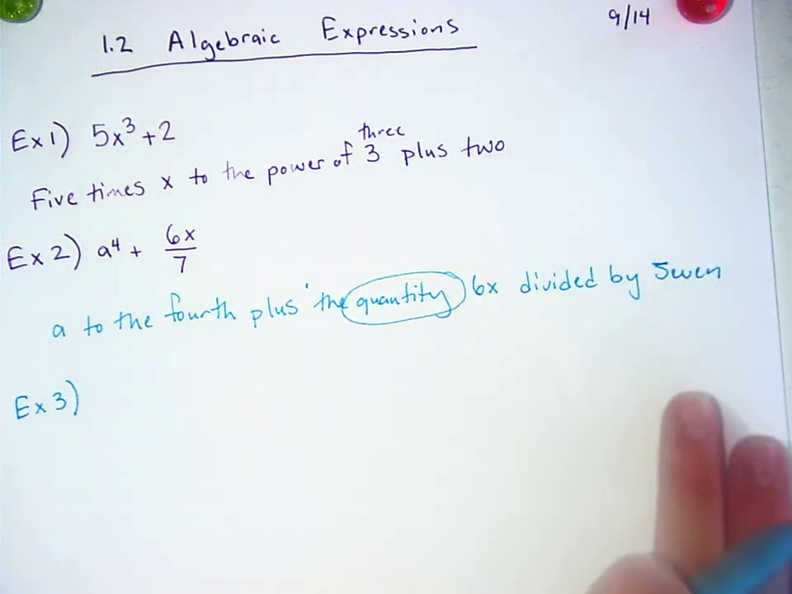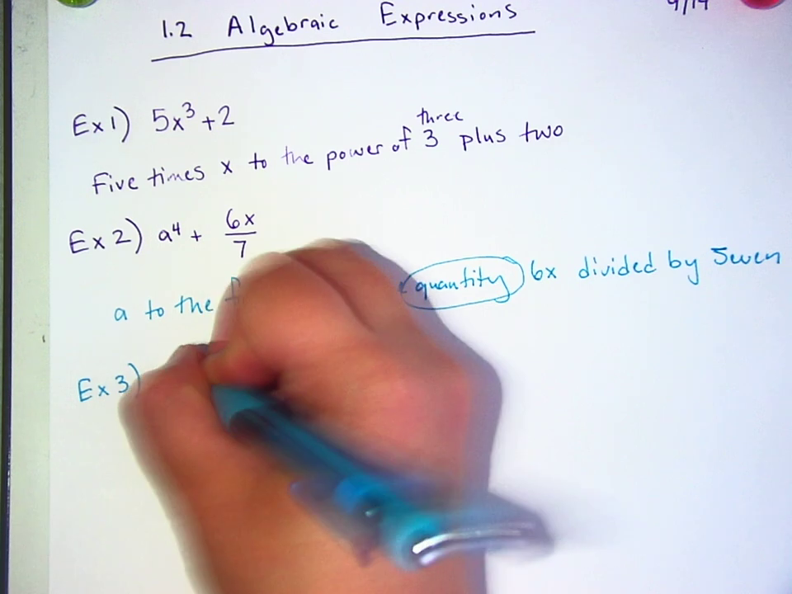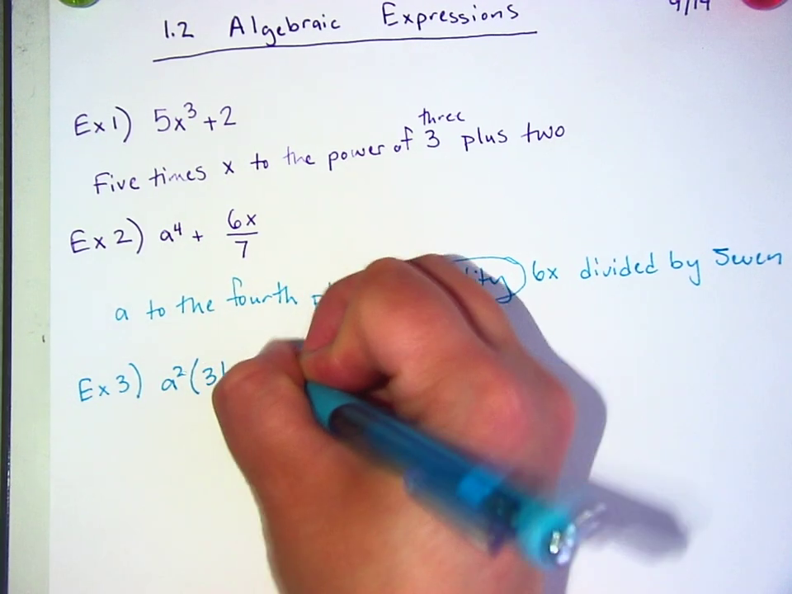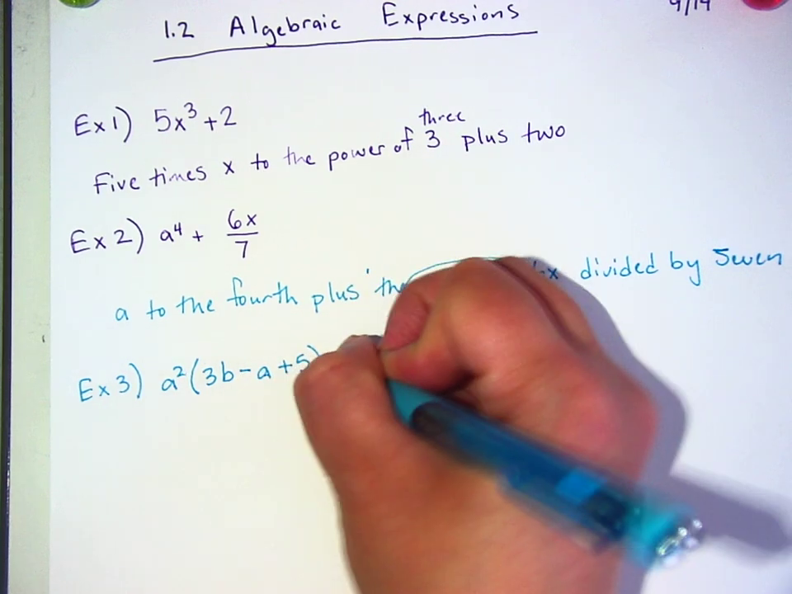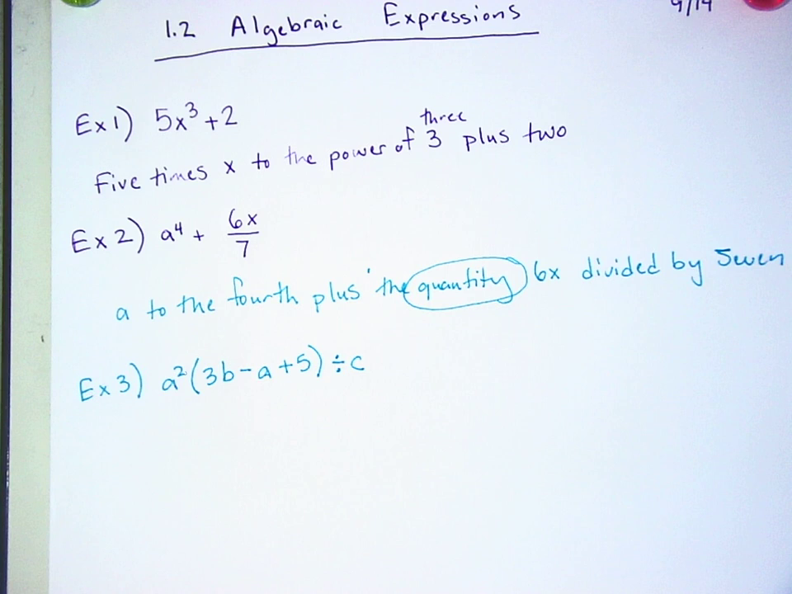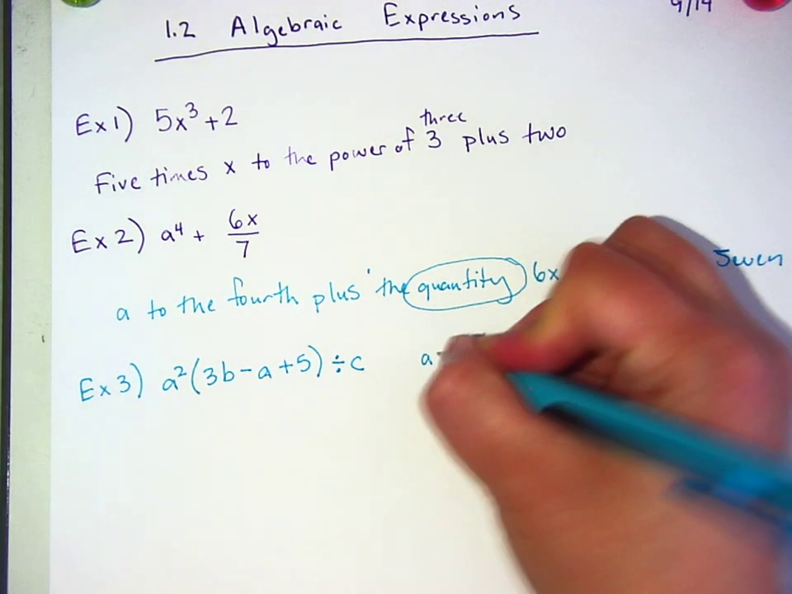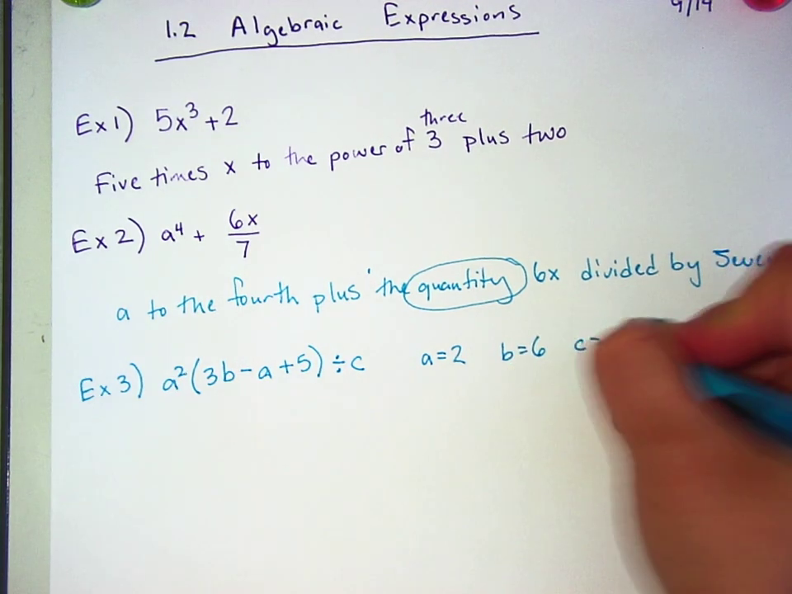I'm skipping around because a lot of this stuff I think you already know. All right, we're going to try this one. A squared, parentheses, 3b minus a plus 5, parentheses, divided by c. And A is going to be 2, and B is going to be 6, and C is going to be 4. We're jumping into algebra today.